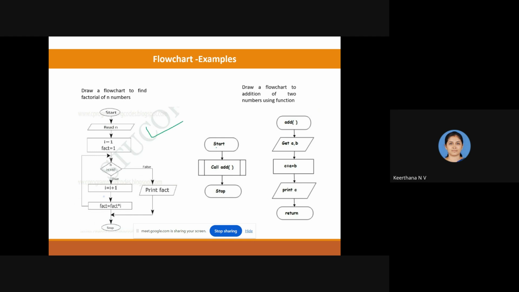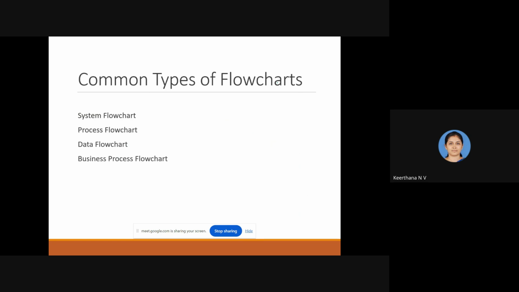So these are the examples of a flowchart: sequence structure, decision making structure, looping structure, and function calling. The flowchart will be divided into two modules, that is main module and submodule of a function. These are the common types of flowchart used in businesses by programmers or any organizations. System flowchart means the architecture of any organization will be represented in a system flowchart.